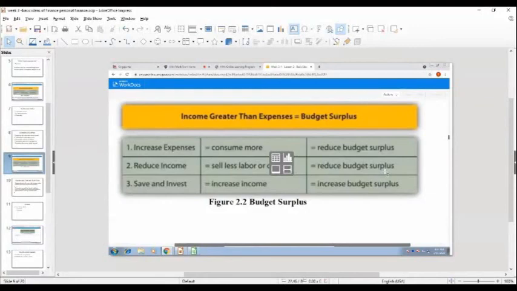Instead, we recommend that you save more and invest more if you have already attained this budget surplus in your finances. And with that, you are increasing more income, and that means an increasing budget surplus.